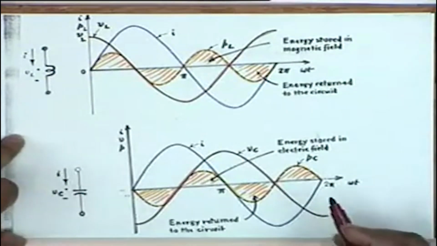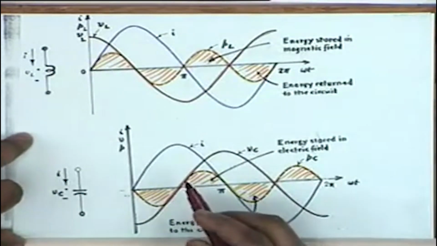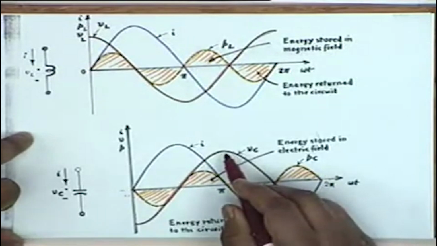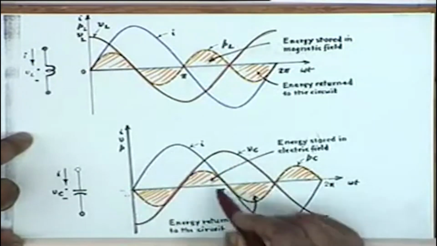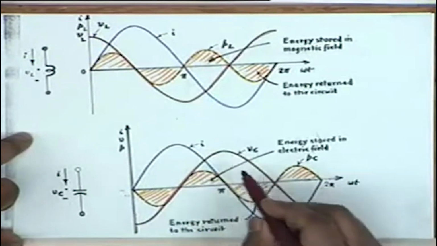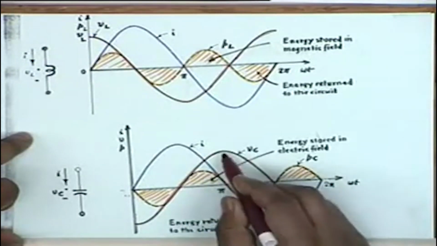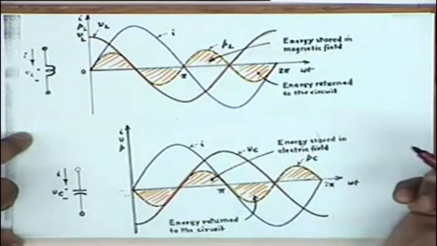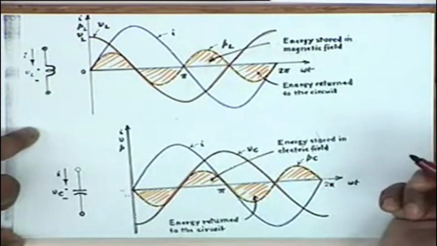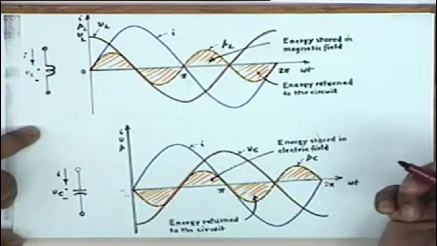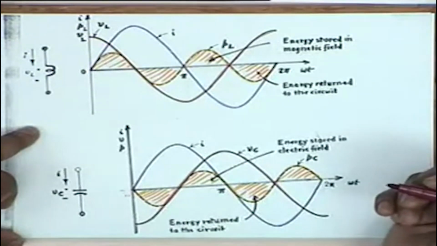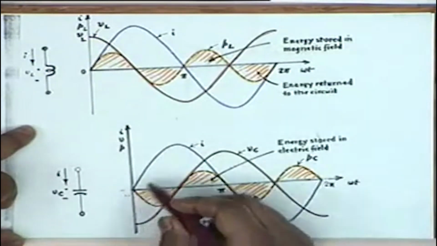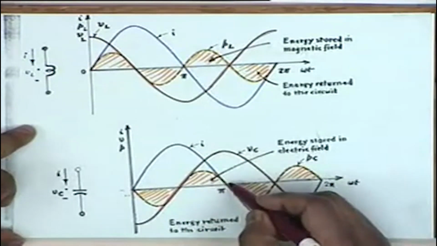The same story holds for a capacitance, except that the roles of current and voltage are reversed. In a capacitance, the current leads the voltage. So if this is the current, the blue curve, the red one is that of the voltage. The voltage across the capacitor lags the current. Okay. So the current leads the voltage. Yes, that is true. The maximum current occurs before the maximum of the voltage.